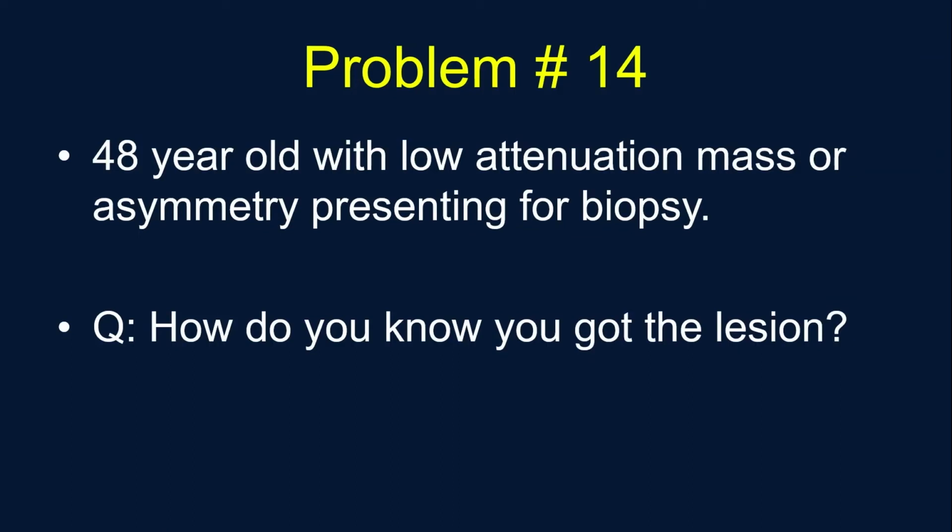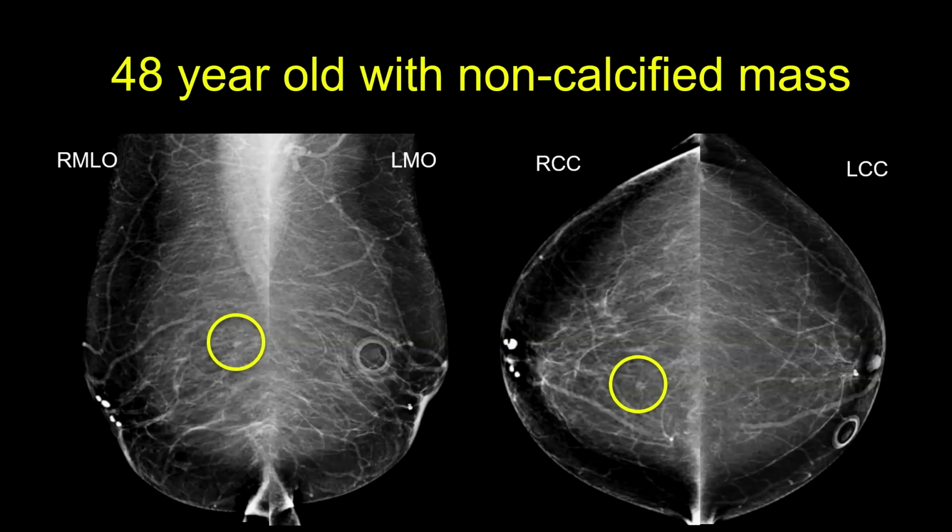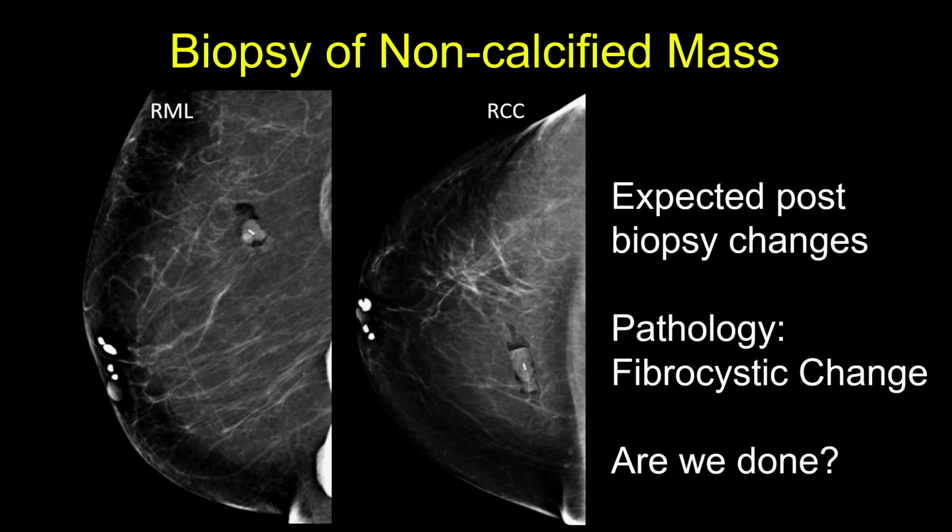Well, you can certainly wait for your pathology and then do your radiology pathology correlation and see how you did. So this was a case where there was a non-calcified mass that I circled in the yellow there. And so they wanted to pursue this, and they did the biopsy and they put a clip in, and the biopsy came back fibrocystic change. And the radiologist who did this procedure was a little concerned because they really didn't think it was cystic change.